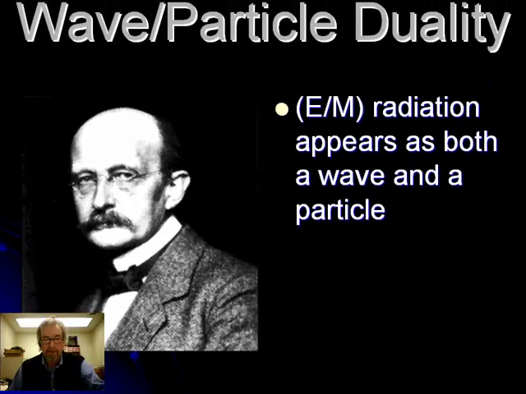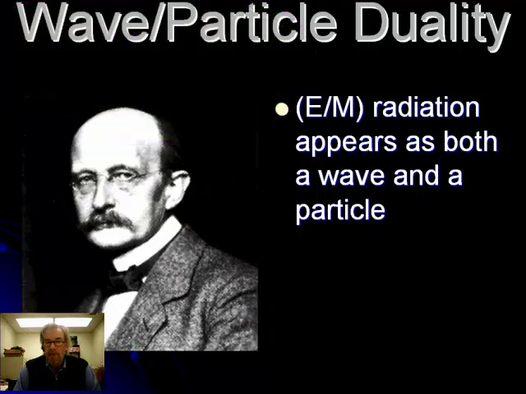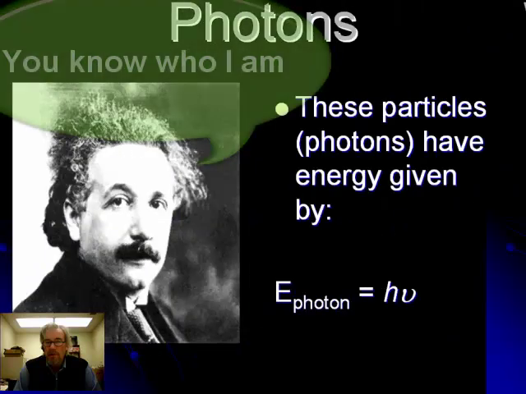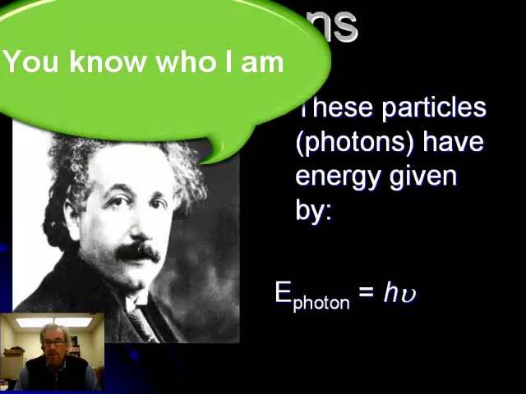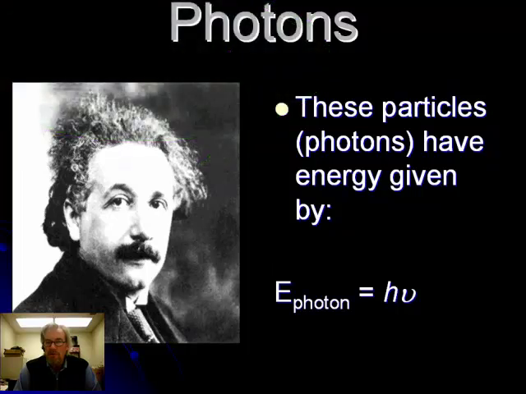That photoelectric effect is one of the things that led scientists like Max Planck here to propose that electromagnetic radiation appears as both a wave and a particle. This is called the wave-particle duality of light. Albert Einstein later on gave these particles a name. He called them photons, and he showed that you can quantify the amount of energy that each one of these little particles, these little packets or photons of energy, would have.